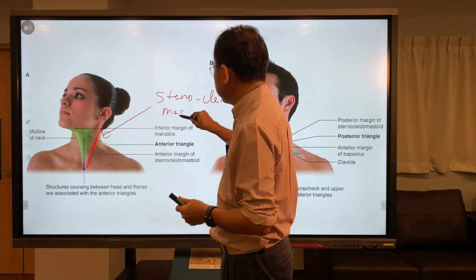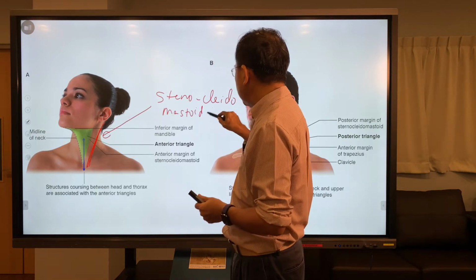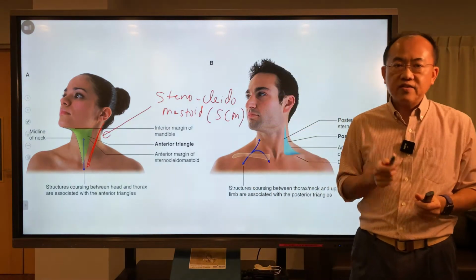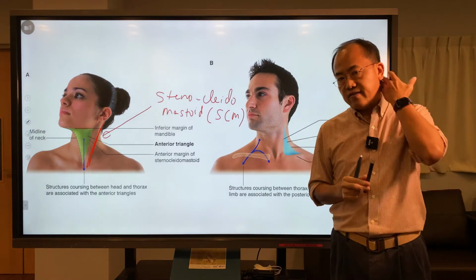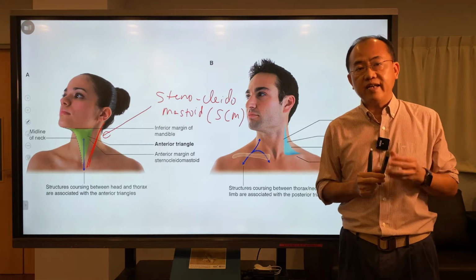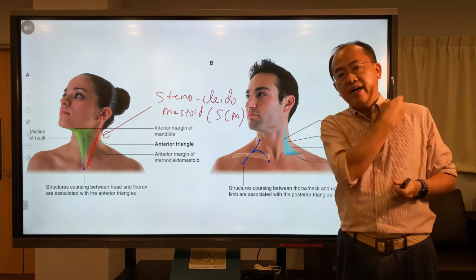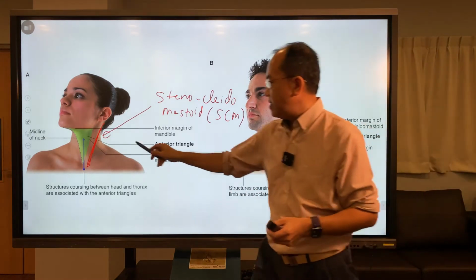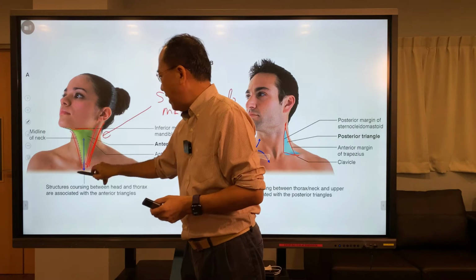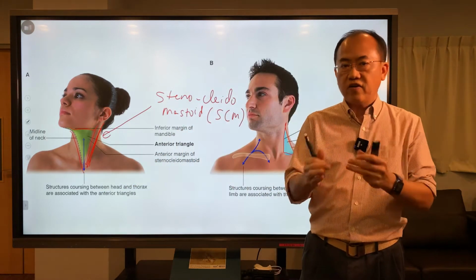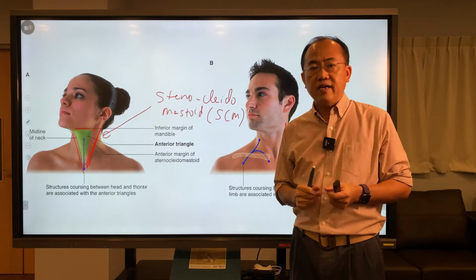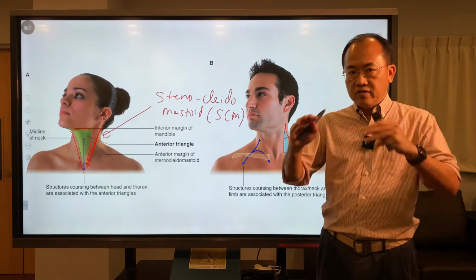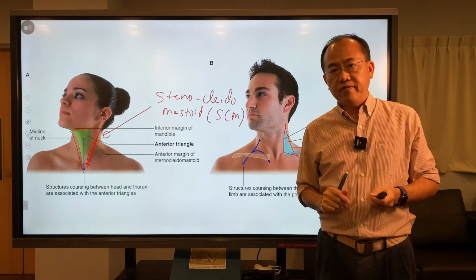sternocleidomastoid. Very often students will call this SCM, right? Sternocleidomastoid is the key reference muscle that we divide the neck with. Anything that is behind is known as the posterior triangle. This is the posterior triangle. And anything that is in front is known as the anterior triangle. And of course, textbooks will further subdivide the triangles into many, many sub-triangles. Don't have to worry about that. You just have to know the big picture. That is good enough, right?